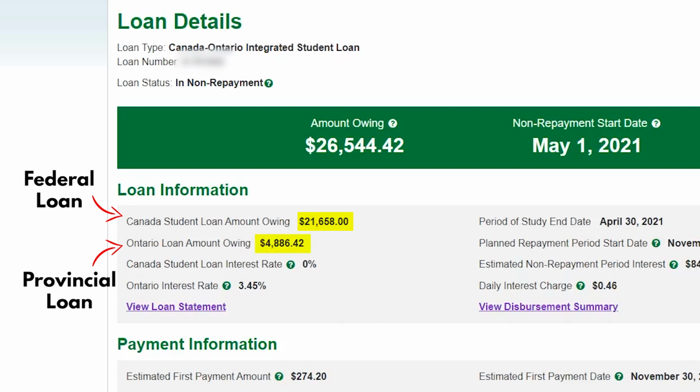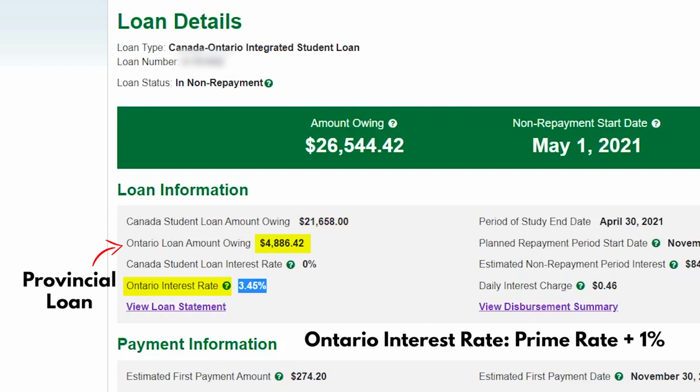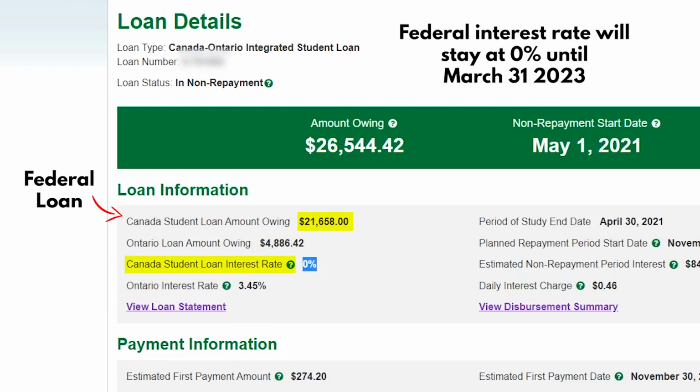Both the federal and the provincial portion of the loan have their own interest rate. Let's first take a look at the provincial portion. For the province of Ontario, this rate is calculated by taking the prime rate and adding 1%. And for those of you who don't know, the prime rate is just an interest rate that's set by the Bank of Canada. Right now, the prime rate is 2.45%, so for a provincial loan, it works out to be 3.45%. But if we look at the federal portion of the loan, we can see that it's 0%.